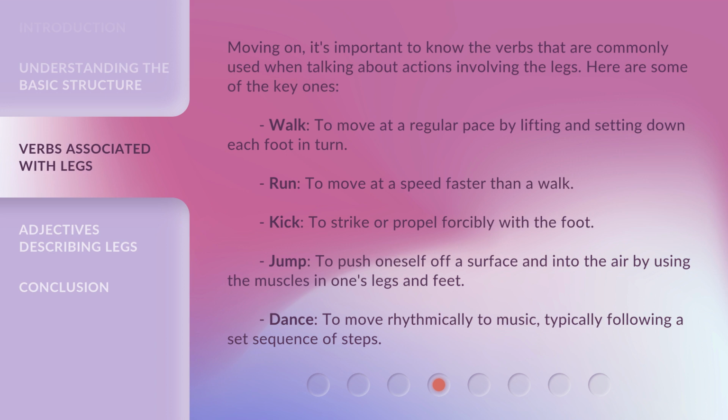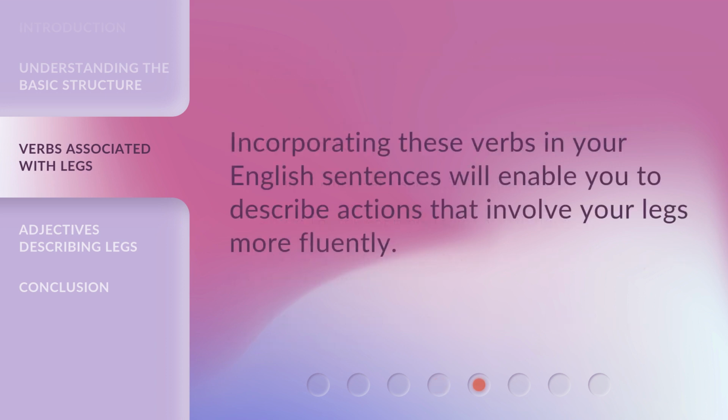Jump, to push oneself off a surface and into the air by using the muscles in one's legs and feet. Dance, to move rhythmically to music, typically following a set sequence of steps. Incorporating these verbs in your English sentences will enable you to describe actions that involve your legs more fluently.